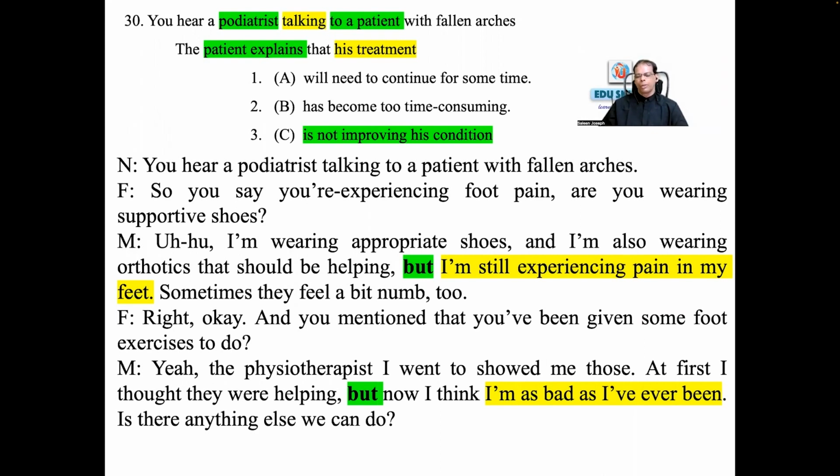Or the next one, the physiotherapist taught me all these things. I'm doing all those things. But now I think after doing all these procedures, I am as bad as I have never, ever been. I am not now better, but I am worse. Is that clear? So this is what is known as gist. And clearly they explain it, emphatically explain it.